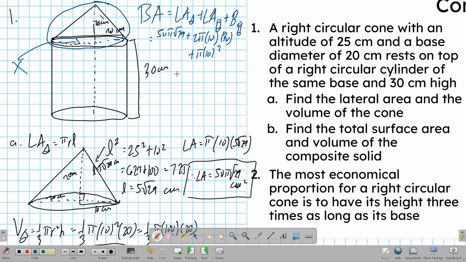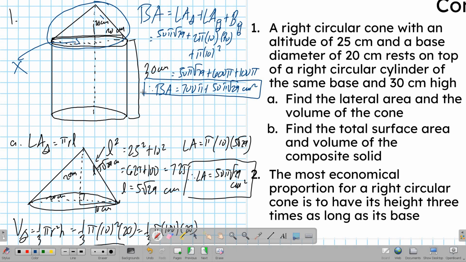Therefore, I am going to have 50 pi square root of 29 plus 600 pi plus 100 pi. 30 times 10 times 2, that's 600, and then 10 squared is 100. Therefore, the total surface area that I will get would be 700 pi plus 50 pi square root of 29 square centimeters.